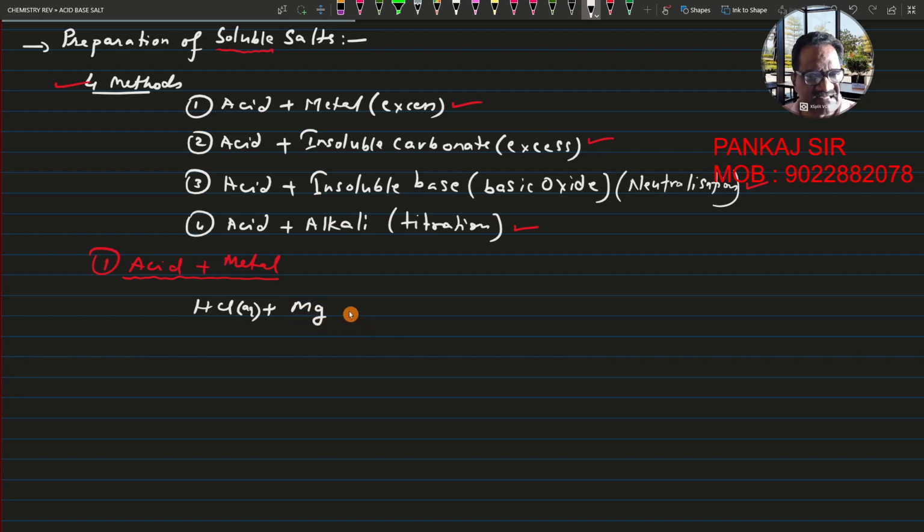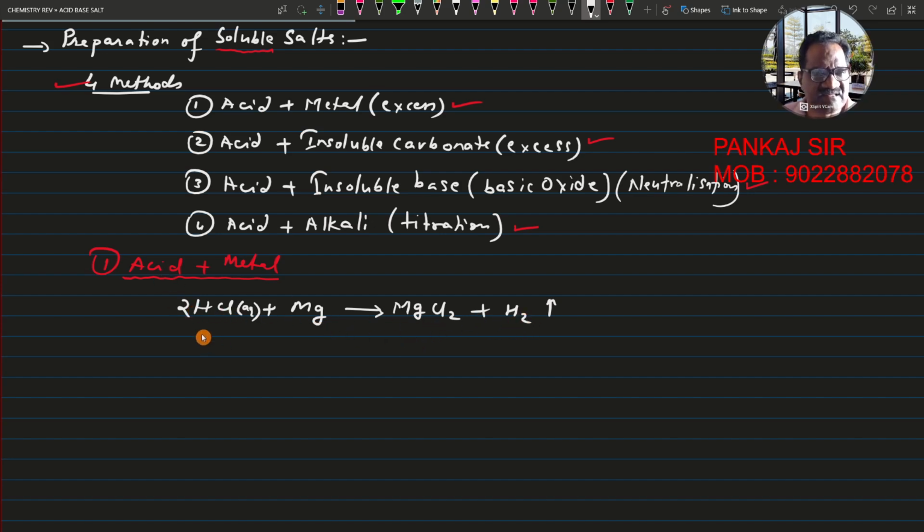be taking in excess, and the reaction will be something like this. So it should be HCl plus magnesium will give you magnesium chloride, MgCl2, and hydrogen gas will be liberated. Now of course you can see that this is not at all a balanced equation. So to balance it, I'll put 2 HCl over here, and now it's balanced. So this is a balanced equation for this particular reaction.